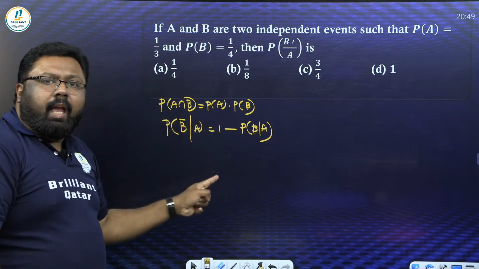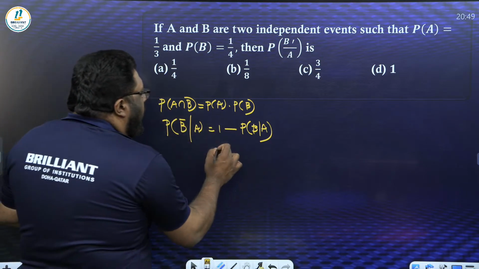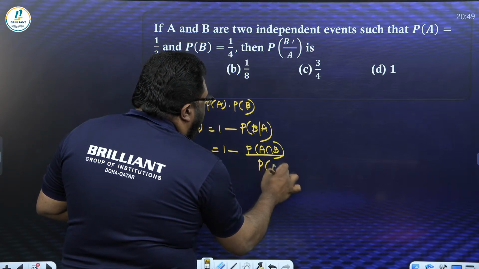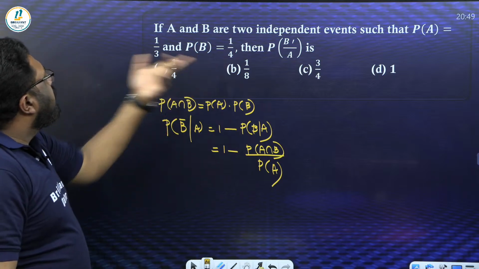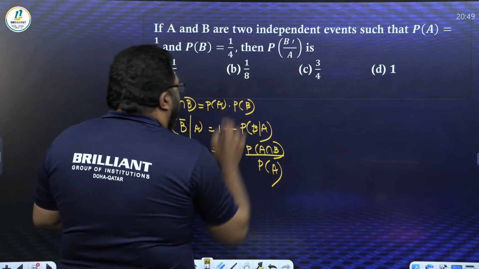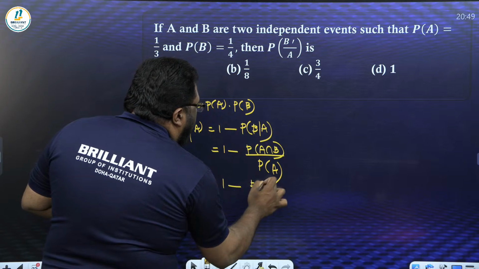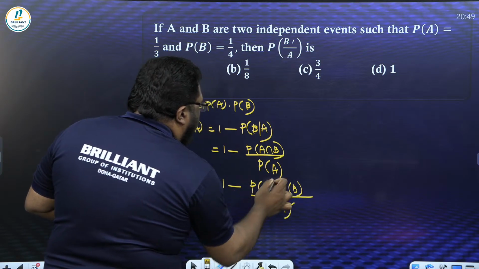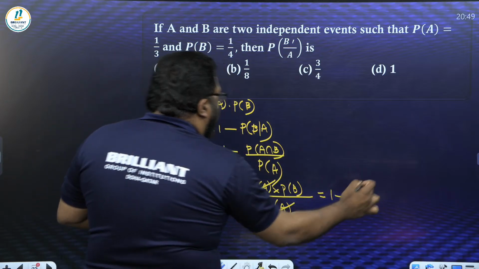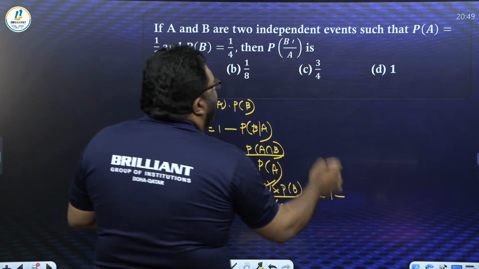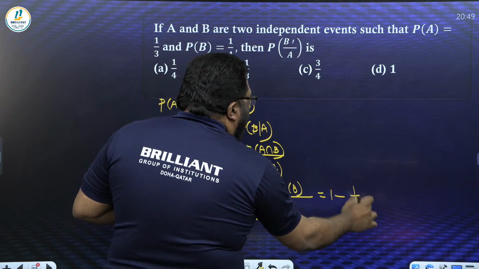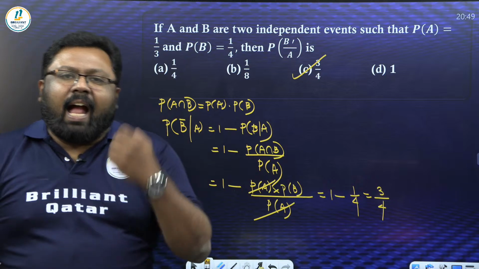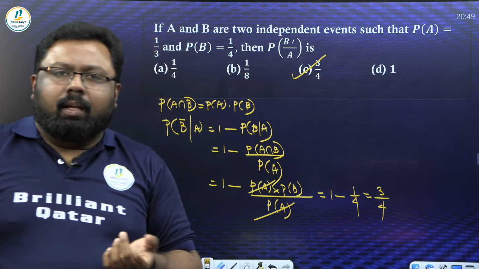B complement by A: 1 minus P of B by A. P of B by A is A intersection B divided by P of A. What is A intersection B? I don't know, but I know it's independent. So 1 minus P of A into P of B divided by P of A. So easy. Cancel, cancel. 1 minus P of B. So actually they don't have to give me A. Only B is enough for me to get the answer. 3 by 4. So if they had given me only the value of P of B, it's more than enough.